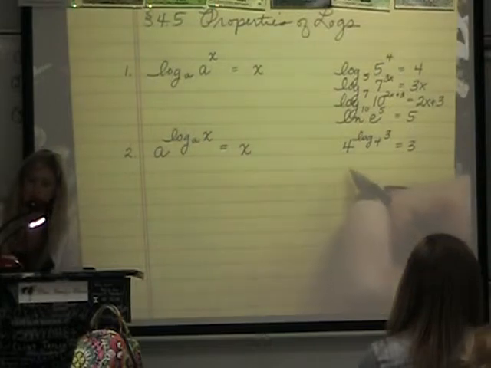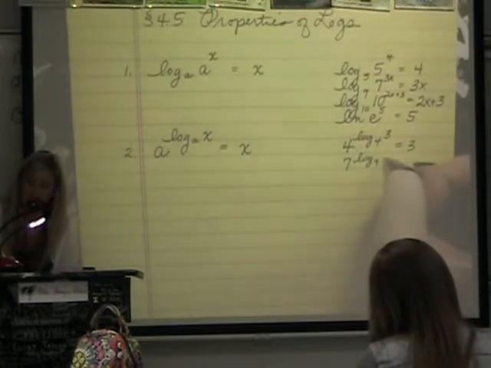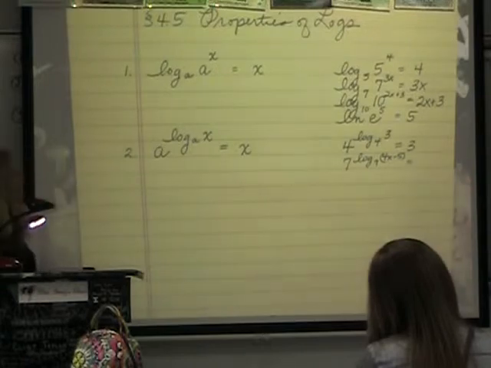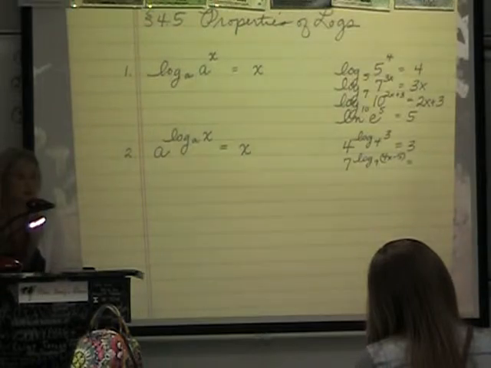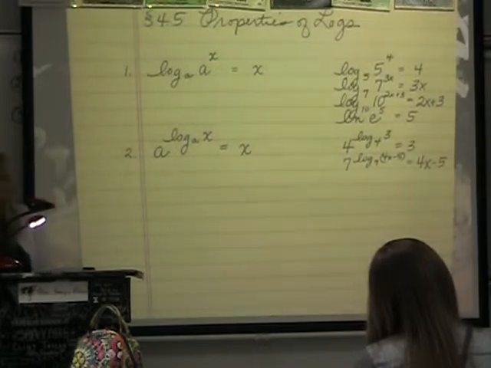Another example of that would be if you have something like 7 to the log base 7 of (4x minus 5), where 4x minus 5 is inside parentheses. Then this property says that's equivalent to what? 4x minus 5. If that expression was not in parentheses, would it change what happens?